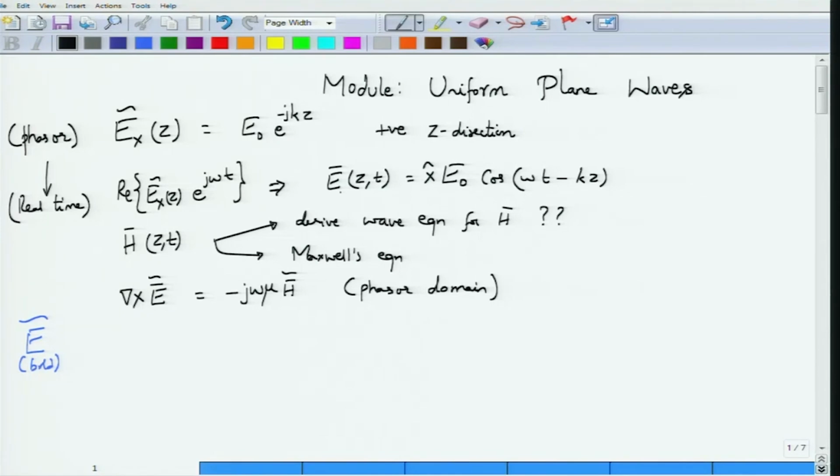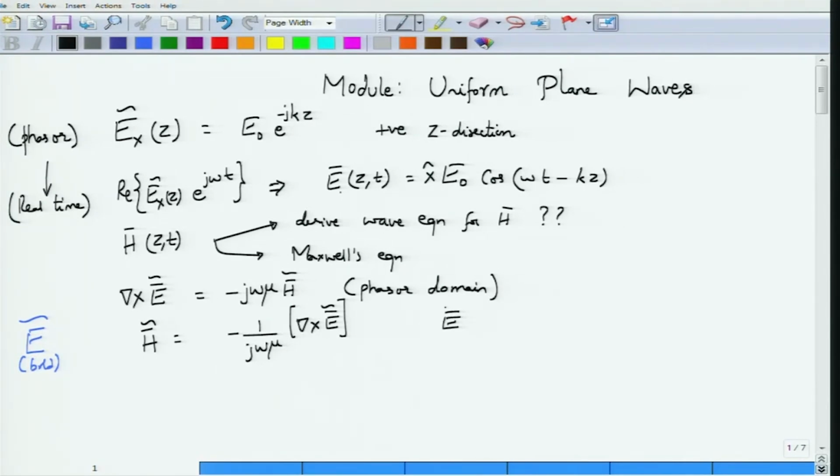Alright, so I have Faraday's law, and I know the electric field phasor, which is E0 e power minus j kz, and I know omega and mu, and therefore I can easily use this expression to find H. So H is given by 1 by j omega mu, minus curl of the electric field. The electric field phasor, if you look at it, is x hat E0 e power minus j kz.